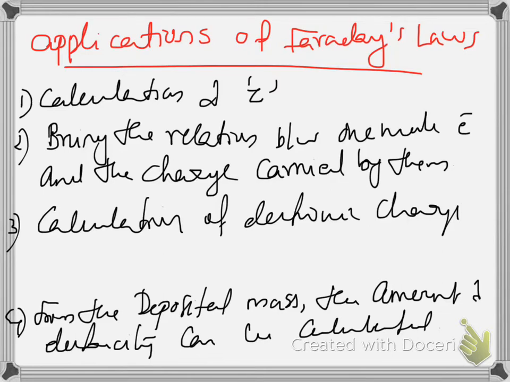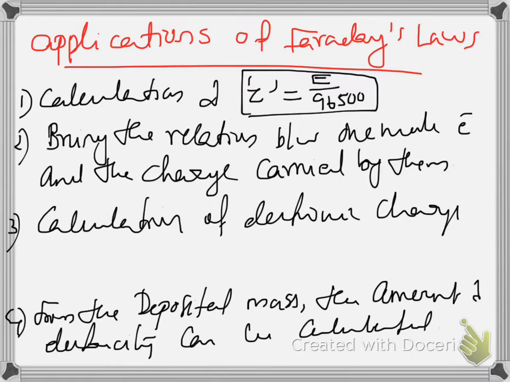First one, calculation of Z. What is Z? Z is the electrochemical equivalent. Electrochemical equivalent can be calculated by dividing equivalent weight with 96500 coulomb. This is the electrochemical equivalent calculation from Faraday's first law.